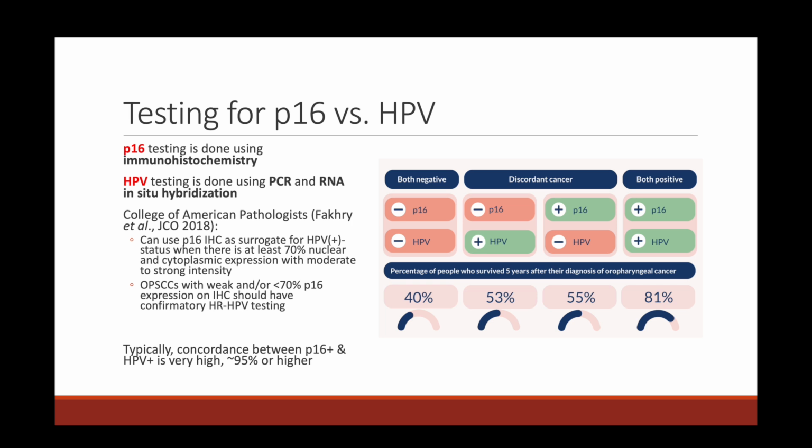But as you can see in this image, it's really only when both P16 and HPV are positive that we see the best outcomes. If there's a discordant result, then these patients still tend to behave worse and tend to have closer outcomes compared to situations where both P16 and HPV are negative.